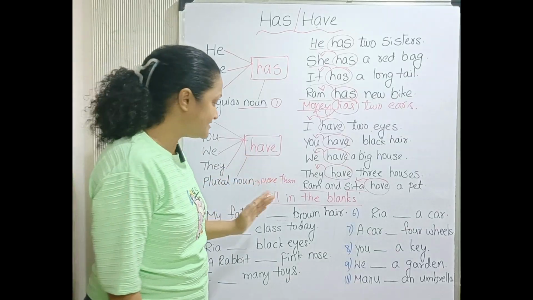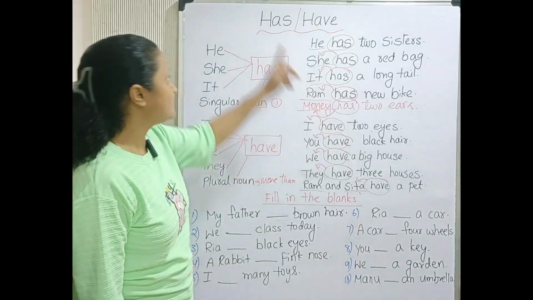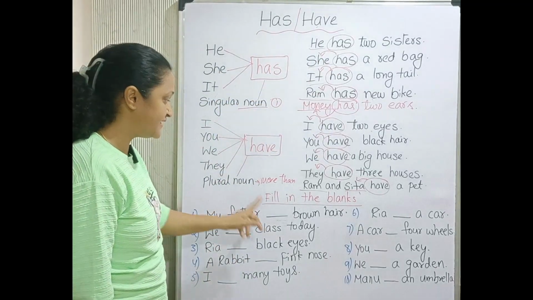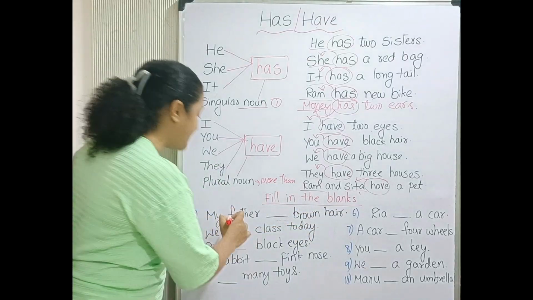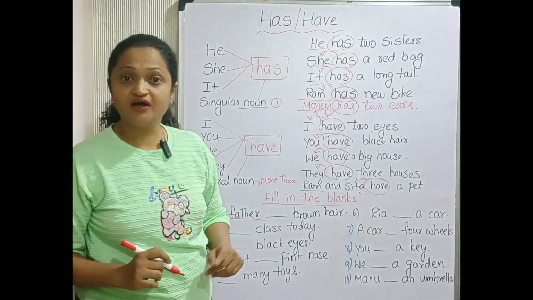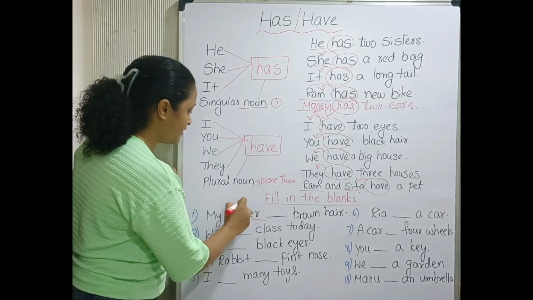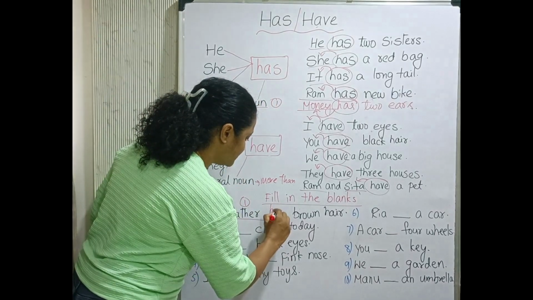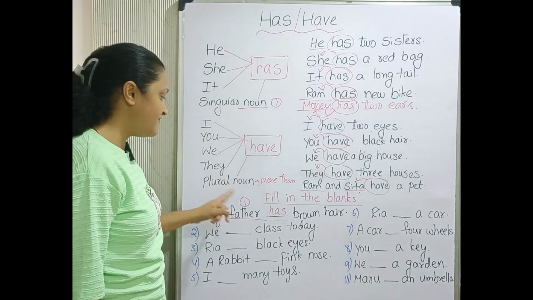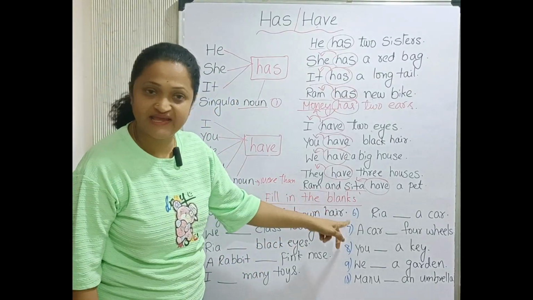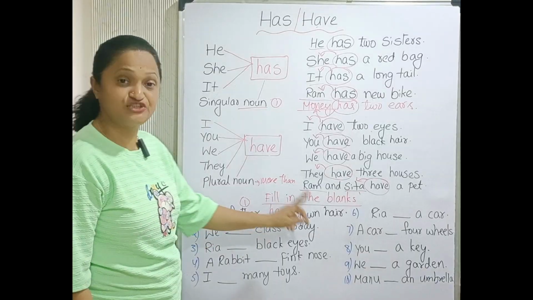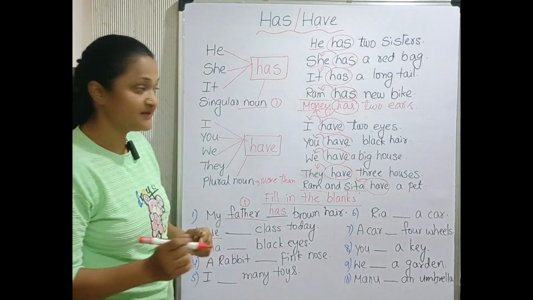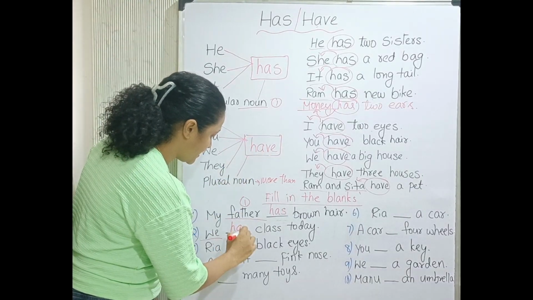Now let's see this worksheet. Fill in the blanks with has and have. First one, my father dash brown hair. My father is only one person. So if it's one person, then has is used. Now the sentence is, my father has brown hair. We dash class today. We means more than one. So have is used with we.